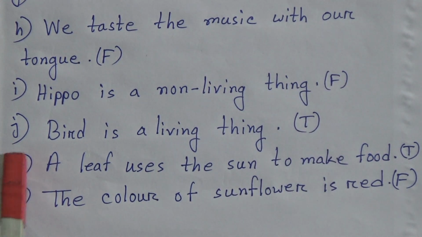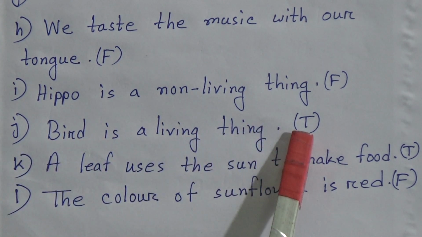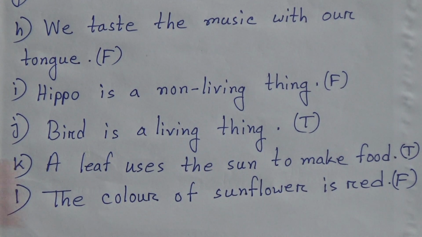J number, bird is a living thing. Yes, bird is a living thing, then we will write here true. K number, a leaf uses the sun to make food. Yes, this statement is also true, then we will write here true, T. Then L number, the color of sunflower is red. No, this statement is also false, then we will write here F, sunflower color is yellow.